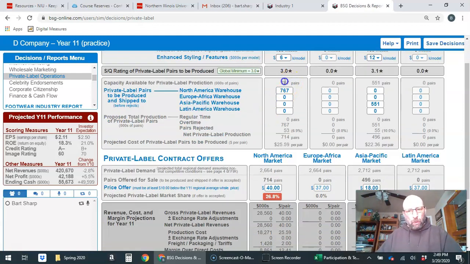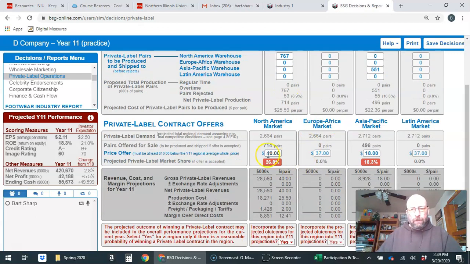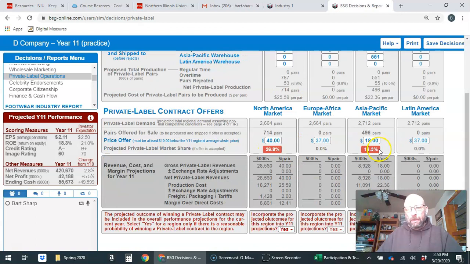Okay. Use all your excess capacity. There's no sense in intentionally letting your factory sit there collecting dust. Okay. Be smart about where you're offering the shoes and think carefully about the bidding process.